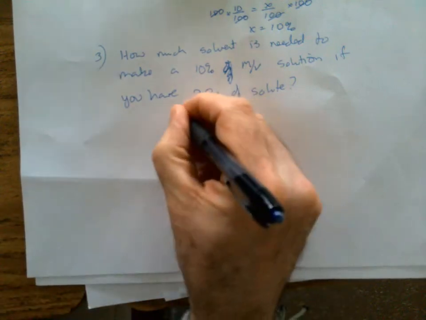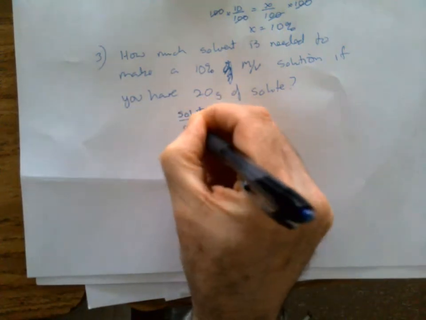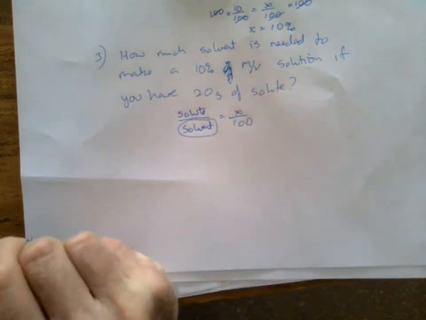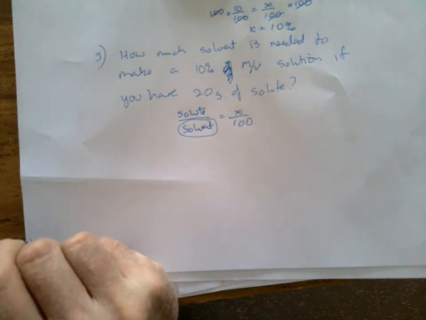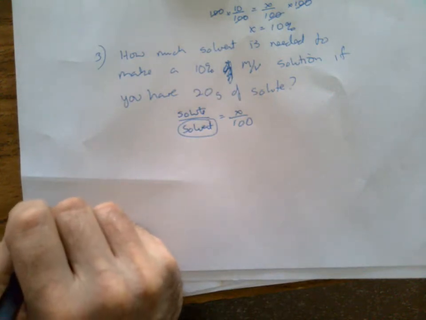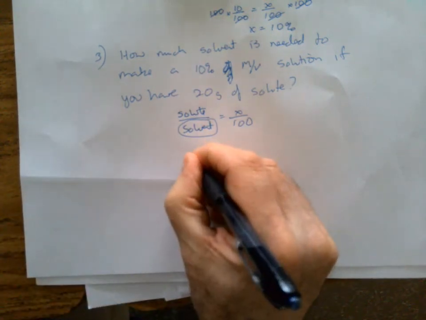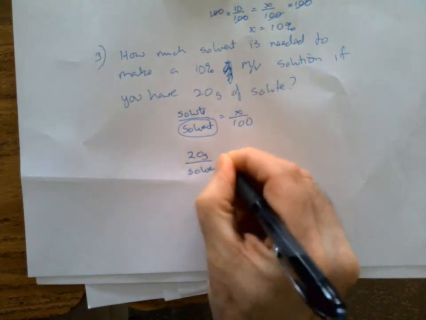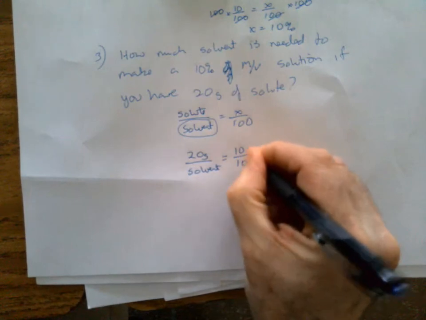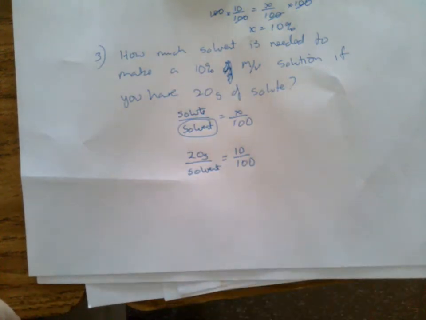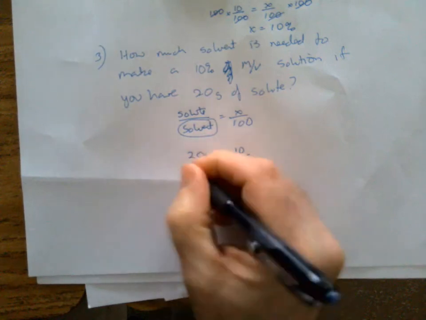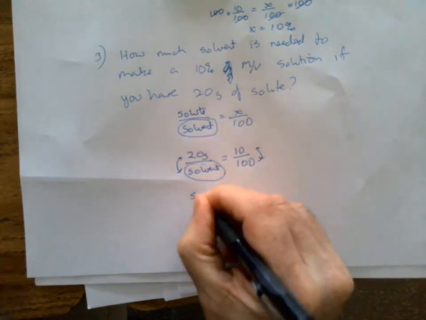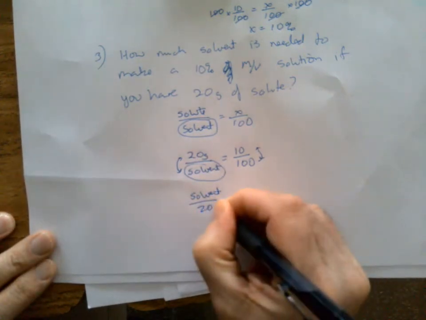How much solvent, so now we're solving for solvent. How much solvent is needed to make a 10% mass per volume solution if you have 20 grams of solute? Let's put everything in that we know. We've got 20 grams of solute. We're solving for solvent. We've got 10% over 100. Okay, now if you ever want to solve for something and it's on the bottom, nifty little trick, just flip both sides of the equation. So the solvent is now on the top.